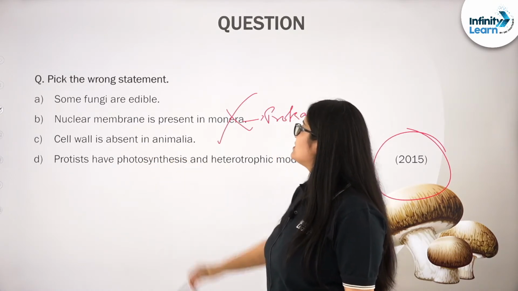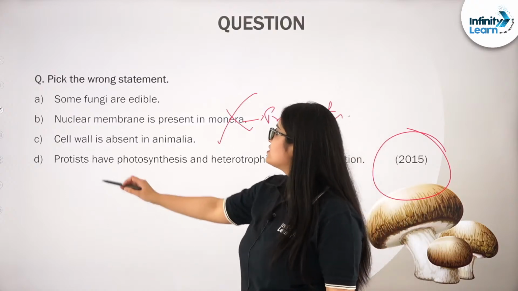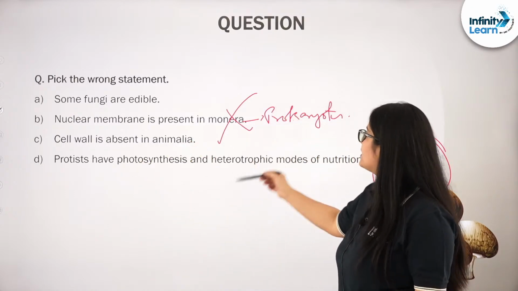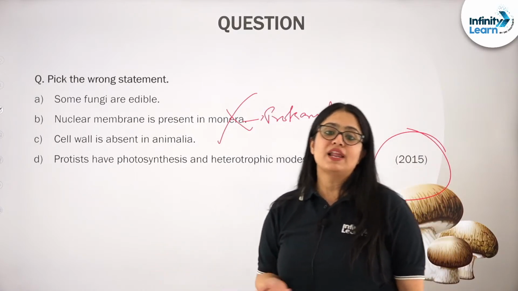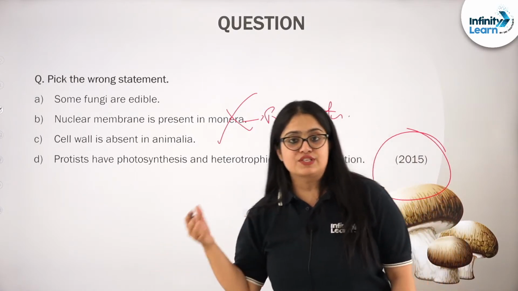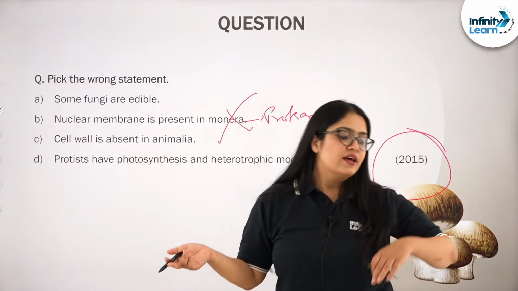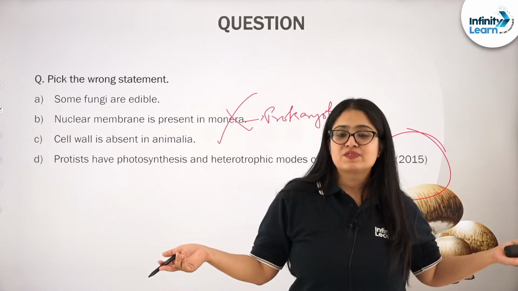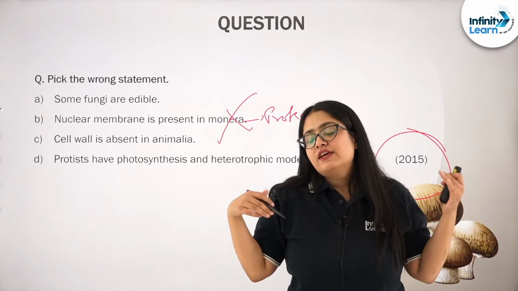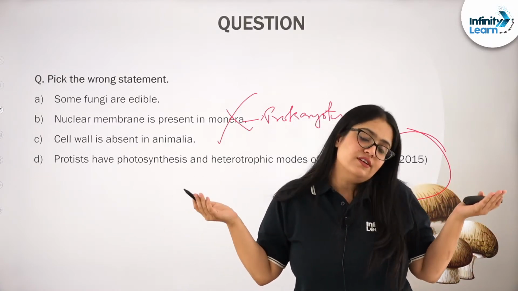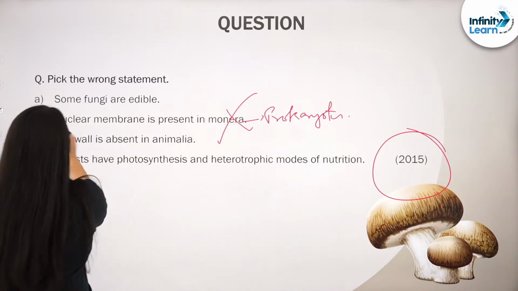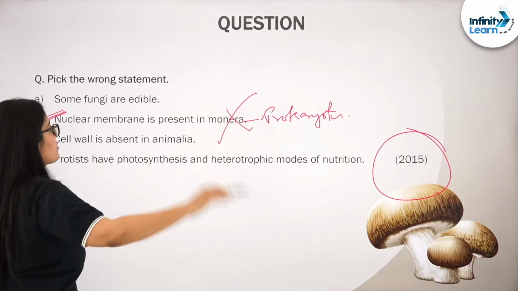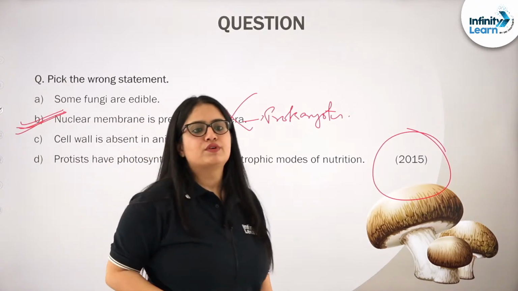Cell wall is absent in Animalia, that is right. Protists have photosynthetic and heterotrophic modes of nutrition. Yes, the obvious example is Euglena. If there is presence of light, it will be photosynthetic. If there is absence of light, what will they do? If there is absence of light, they will turn heterotrophic, right? So the wrong statement is this one: nuclear membrane is not present in members of kingdom Monera.